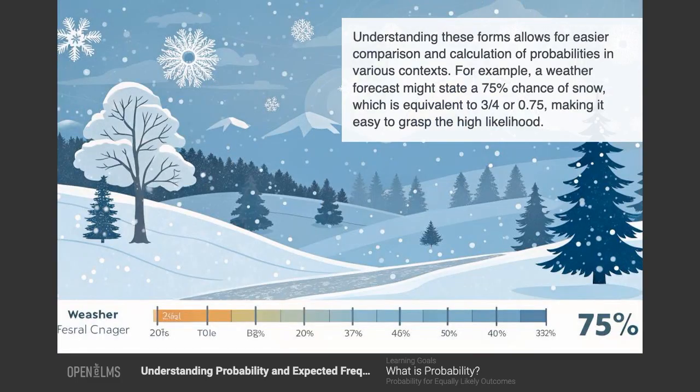Understanding these forms allows for easier comparison and calculation of probabilities in various contexts. For example, a weather forecast might state a 75% chance of snow, which is equivalent to 3/4 or 0.75, making it easy to grasp the high likelihood.